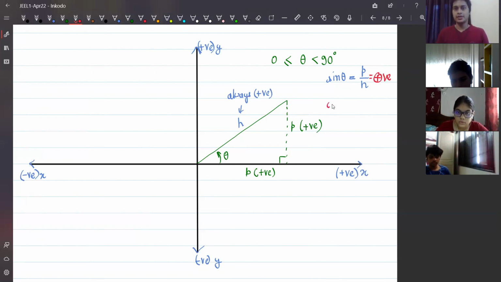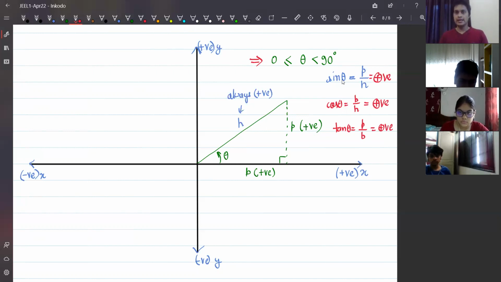If I write cos theta is base upon hypotenuse, both are again positive. So cos theta also remains positive when angle is between 0 degree and 90 degree. Same goes for tan theta. Tan theta is perpendicular upon base. Both are positive, so the ratio will be positive. And if these three ratios are positive, then all the 6 ratios will be positive. So in the first quadrant, we get a rule like all positive.